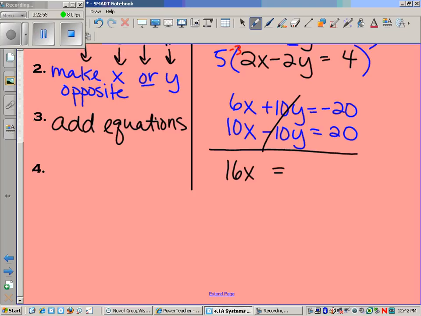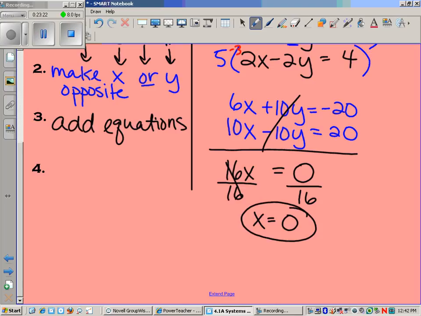All right, on the other side, what's negative 20 plus 20? Uh-oh, those go away too. So I have a 0 on that side. That's okay. Let's keep going. If I want to get x by itself, how do I get that 16 away? I divide. Can't give me an answer. Don't leave it 0 over 16. What is 0 divided by 16? 0. And it's okay to be 0. 0 is a number. So we have x equals 0.